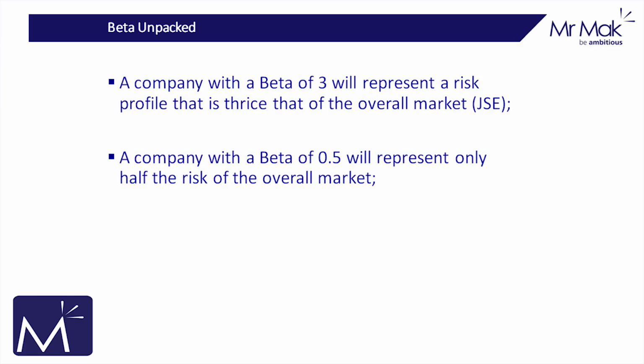If a company has got a beta of 0.5, it actually means that company is less risky than the market as a whole. It is half as risky as the overall market, or it only represents 0.5 of the risk of the overall market.